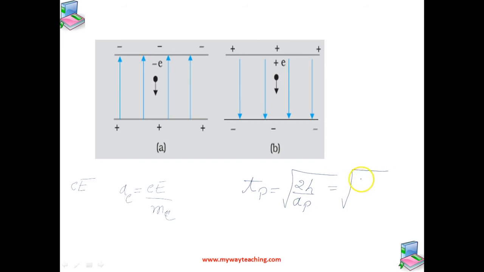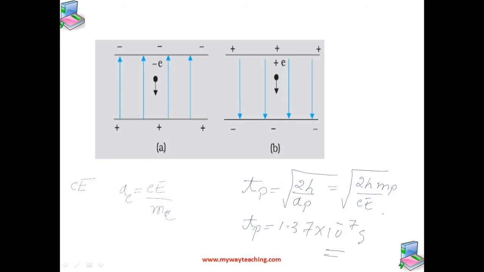the time, we can write it as t_p, that is given by square root of 2h by a_p, and that a_p we know. So here again we know the value of h, m_p, isn't it? If you substitute all those values, we get the value of t_p as 1.37 into 10 raised to minus 7 seconds. So the heavier particle takes greater time to fall through the same distance.